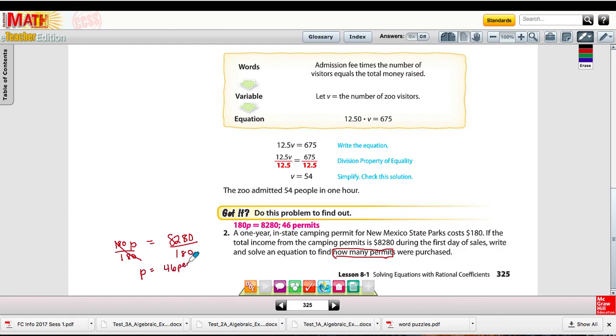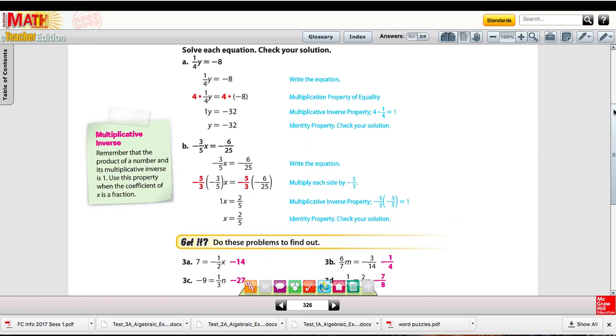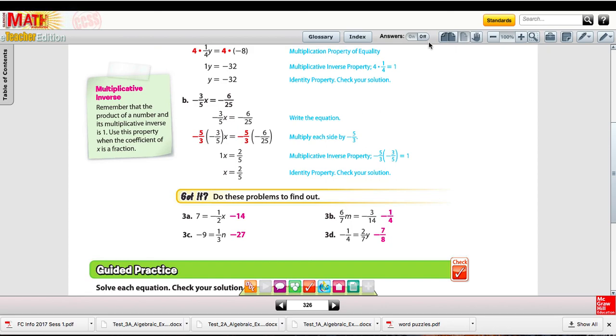So you need two things here on example 2: 180p equals 8,280, and then the answer, 46 permits. Moving on to page 326, you have some more equations where we're going to be multiplying by the reciprocal in this case so that we can isolate the variable.